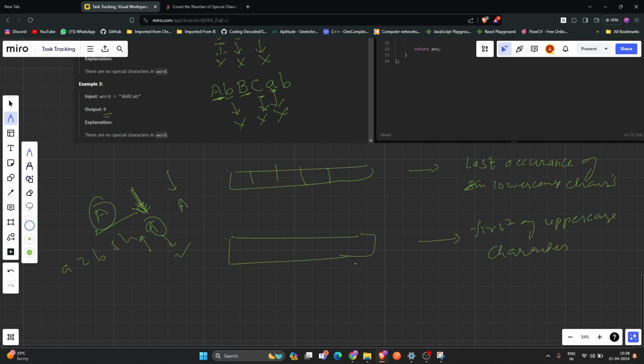This is nothing but 0, 1, 2, 3, and so on until the 25th index. In A to Z we have a total of 26 characters, and since it is zero-based indexing, a character maps to an index between 0 and 25. Similarly, this array will also have 0, 1, 2, 3 till 25. In this array we are storing the first occurrence of each uppercase character from A to Z, and here we are storing lowercase characters. Let's understand with the help of an example. Initially, we will initialize everything with -1.